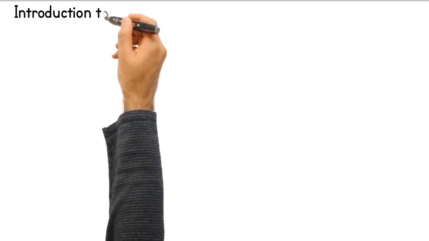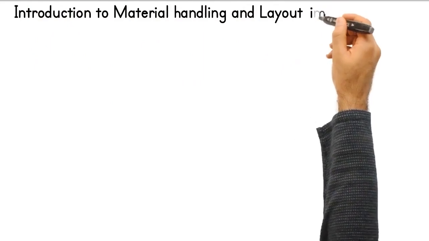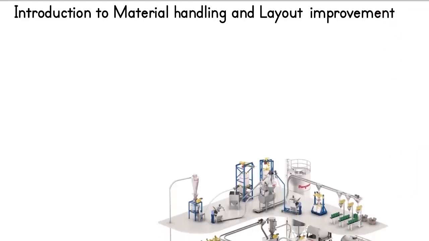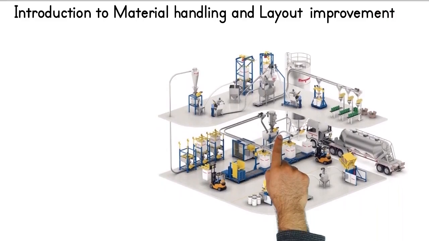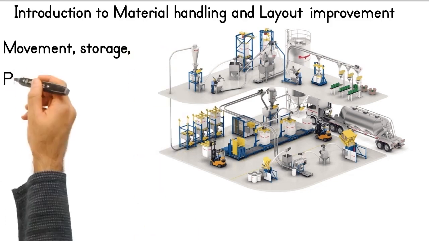Material handling refers to the movement, storage, control, and protection of materials and products throughout the manufacturing process, from raw materials to finished goods. This includes the transportation, handling, and placement of materials, as well as how they are organized and stored in the facility.